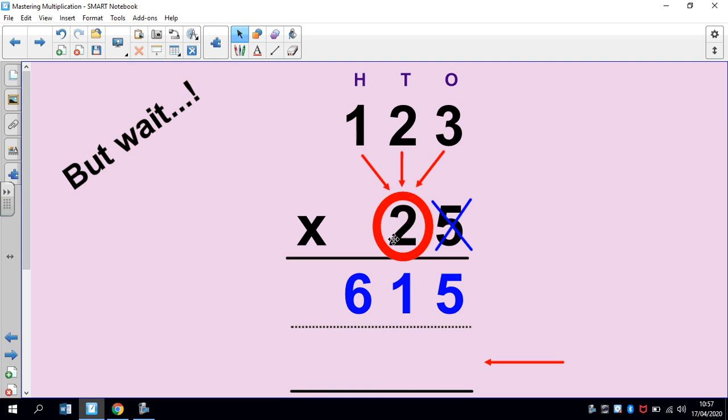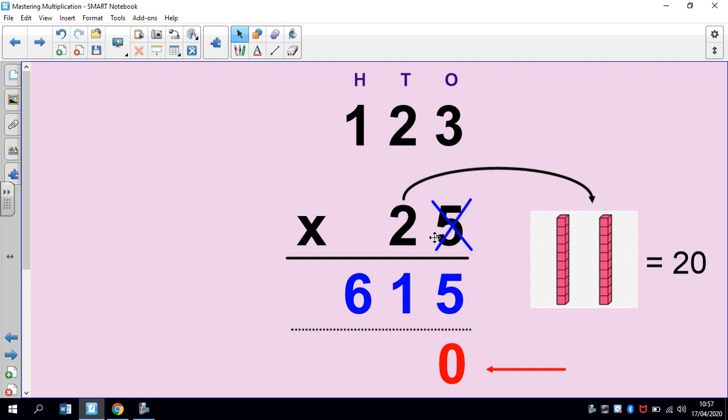In fact, it's not exactly a 2, is it? Because it's in the tens column. It's worth 2 sets of 10, making it valued at 20. So we're done with the 5 now. We've got our product from multiplying each of these digits by 5, 615.